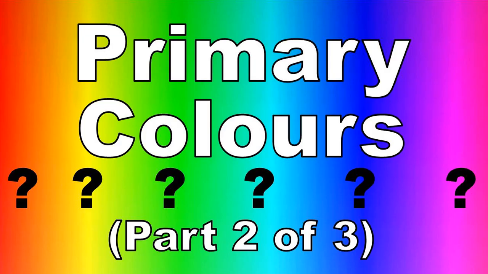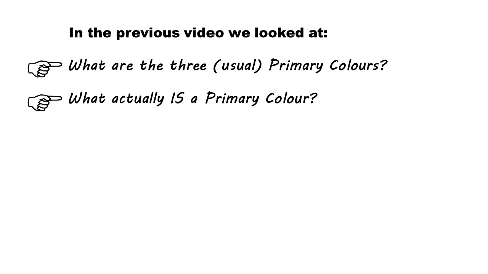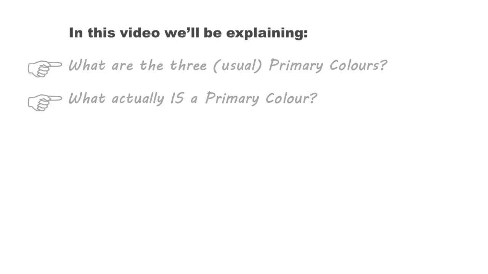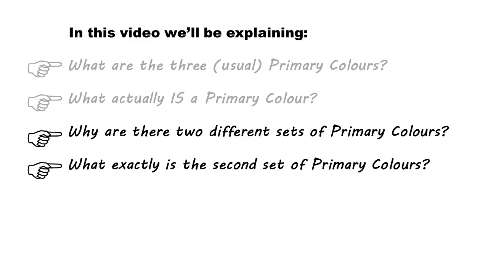In this second video, we're going to continue looking at primary colours. In the previous video, we looked at what are the three usual primary colours. What actually is a primary colour? In this video, we'll be explaining why there are two sets of primary colours, and what exactly is the second set of primary colours? First, a quick recap of what we covered in the previous video.